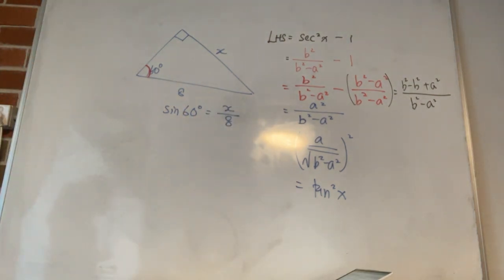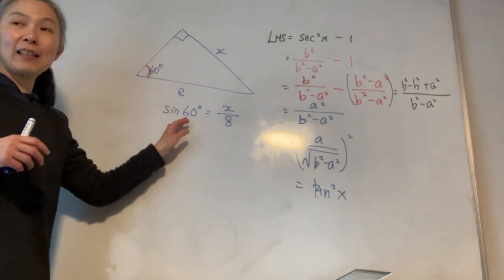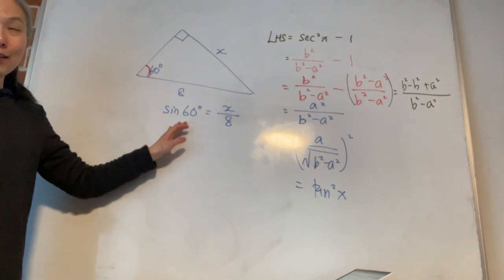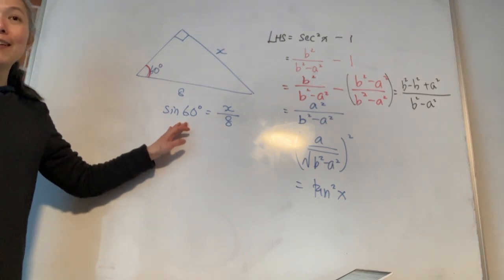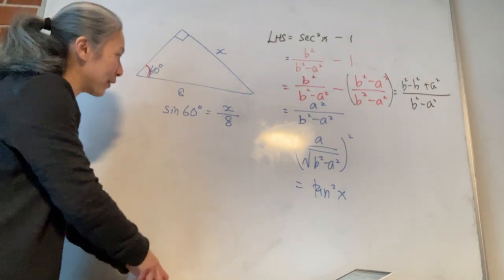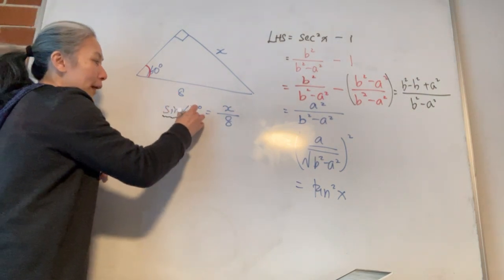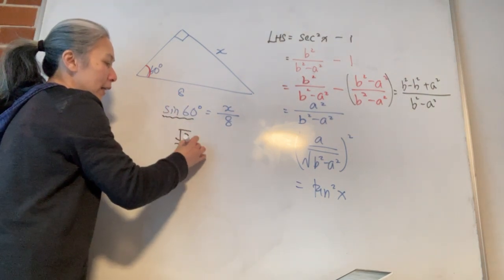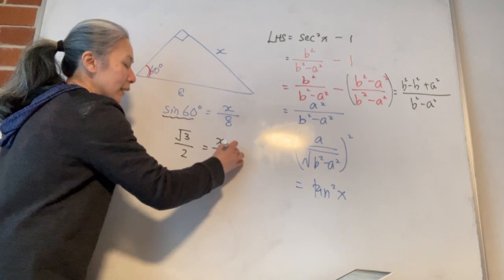hypotenuse. And from the triangle we learned earlier today, remember the 60-degree triangle? What is sine 60 going to give you? Yes, that's what you're going to do. Change this one away, make it root 3 on 2 equal to x on 8.